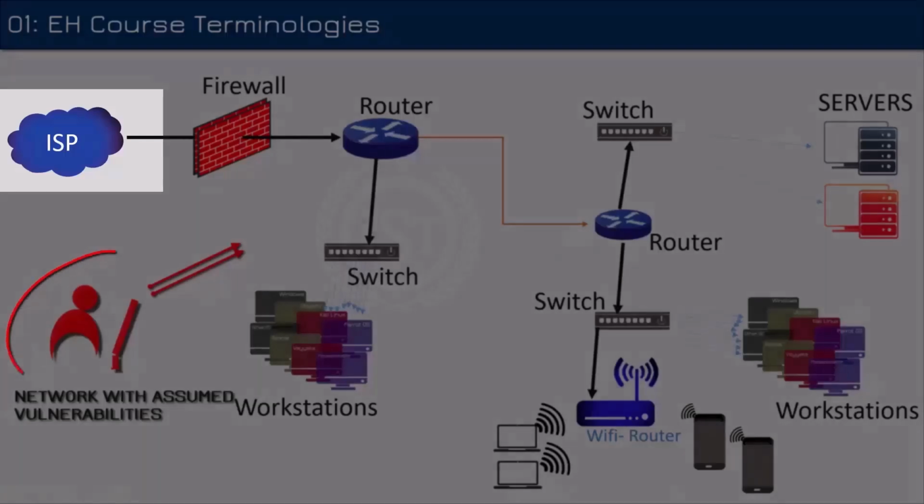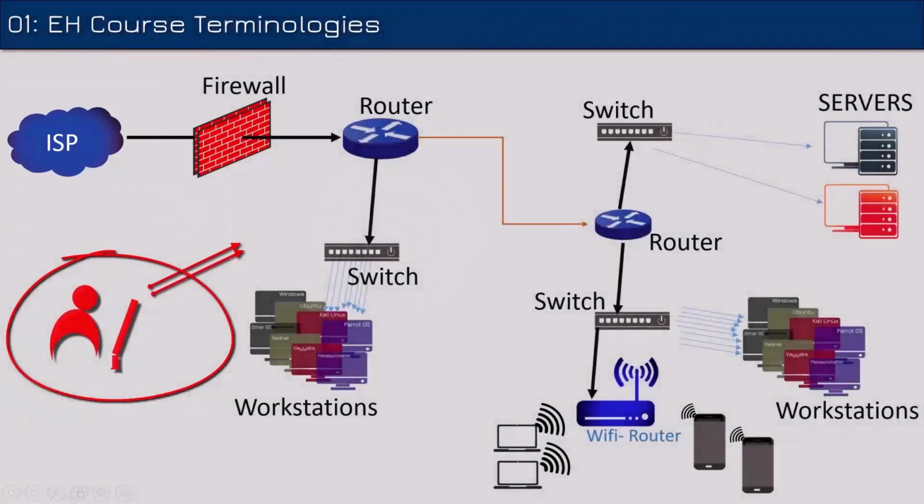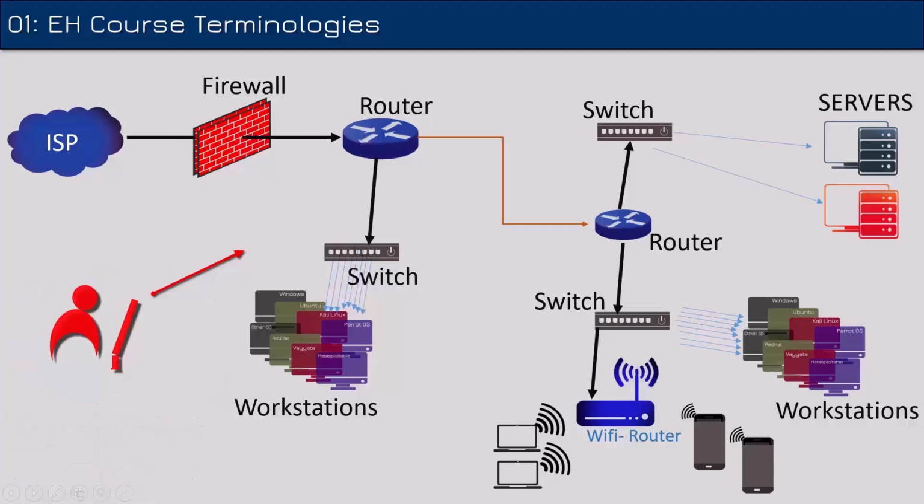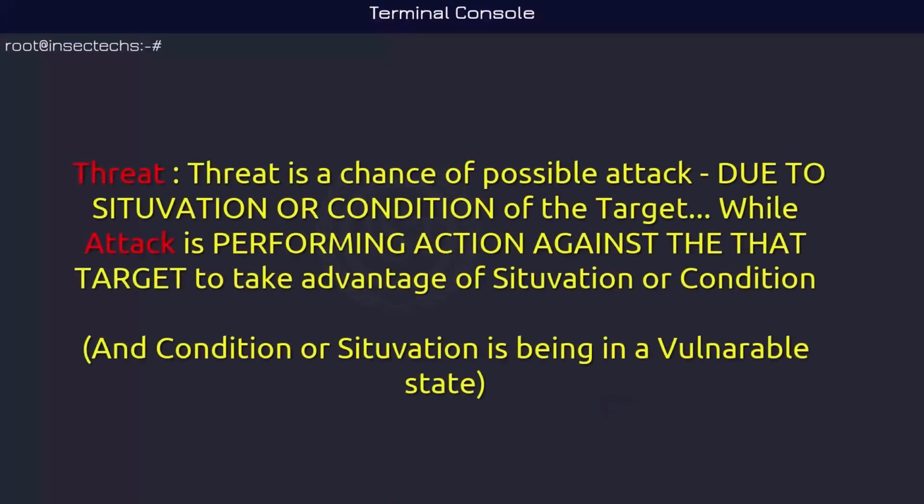And why will it be attacked? Because an efficient or proficient hacker can find vulnerabilities in that network. Now, because there is a chance that someone could attack, a threat has emerged, or a threat is there to that network. And when someone takes advantage of this situation and performs action to gain access to the network, it is called an attack. There is a small difference between a threat and an attack.